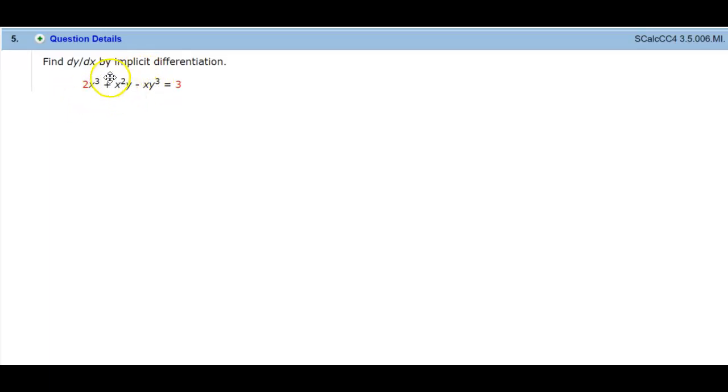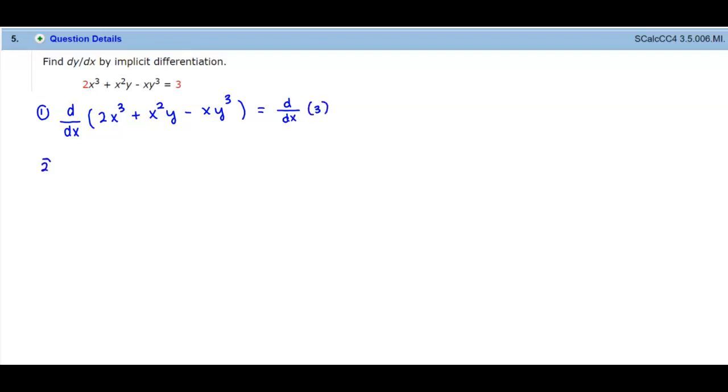Here we want to find the derivative of this function by implicit differentiation. So the first thing we're going to do is take the derivative with respect to x of the left side of the equation, which is 2x cubed plus x squared y minus xy cubed, and that's equal to the derivative with respect to x of the constant 3.